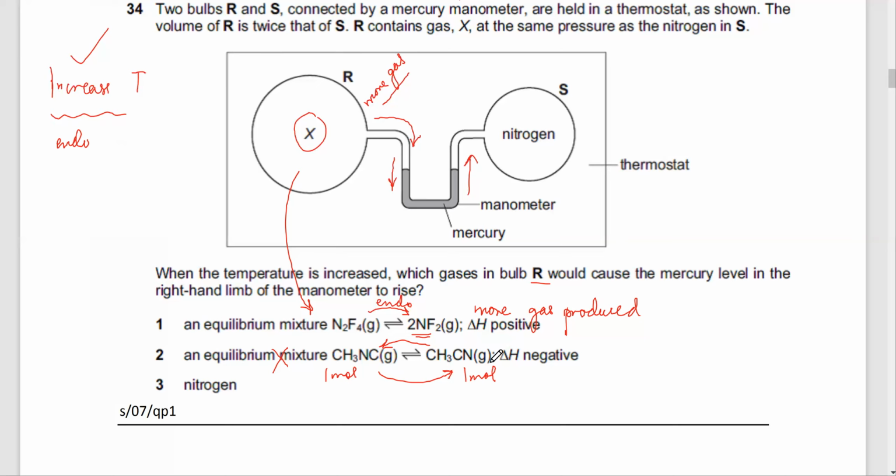And the last one is nitrogen. If you have nitrogen over here, then obviously nothing would happen, because you have nitrogen on the other side as well. So both gases would expand equally. There is no equilibrium, so they're going to push the mercury equally, and no significant change would happen to the mercury. So only option number one would be correct in this particular case. Okay, is this example clear as well? Yes or no? Is this clear?